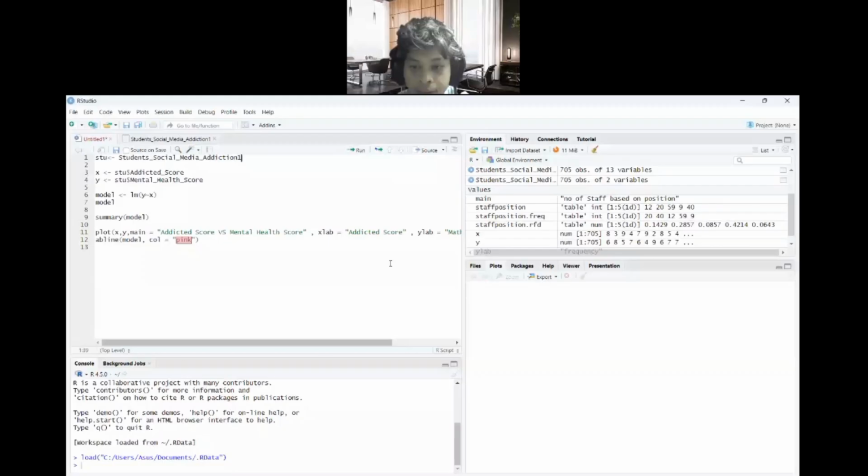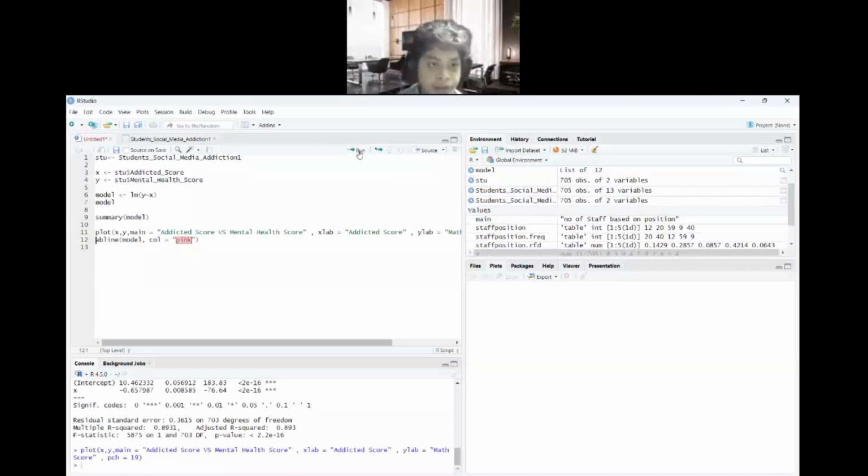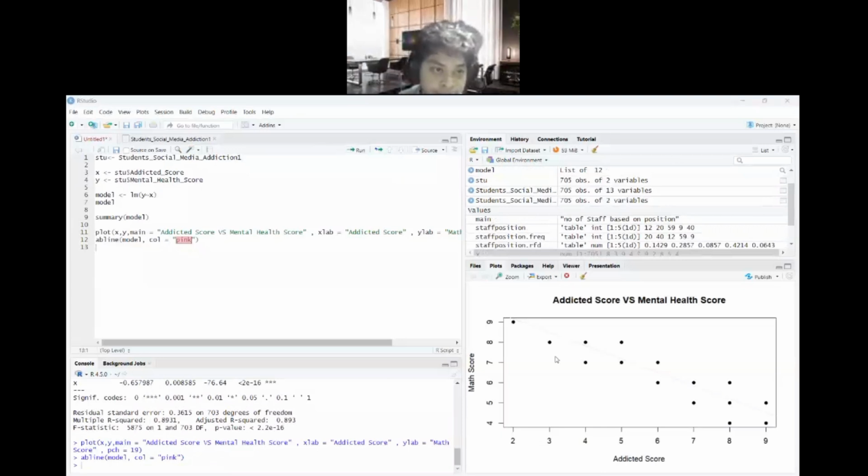Okay, so in this coding, first of all, we will call the student social media addiction dataset. After that, we run and assign X as the addicted score and Y as the student mental health score. So this is the model, Y against X, summary, plot, and we got the graph over here. We can see the significant change in the addicted score and the mental health score.